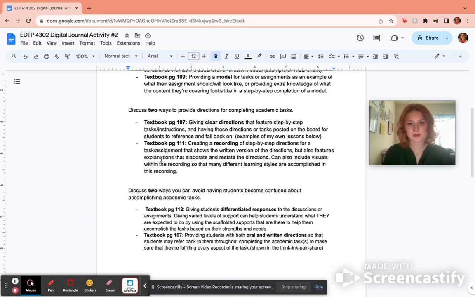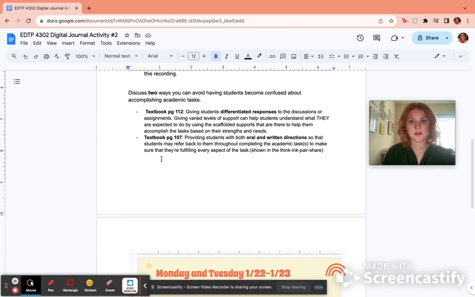Another way to provide directions is going to be creating a recording similar to this of step-by-step directions for the task or assignment that shows a written version of the directions, like what I have right here. It also features explanations that elaborate and restate these directions, giving that oral learning style. Can also include visuals within the recording so that all of those, again, learning styles are accomplished.